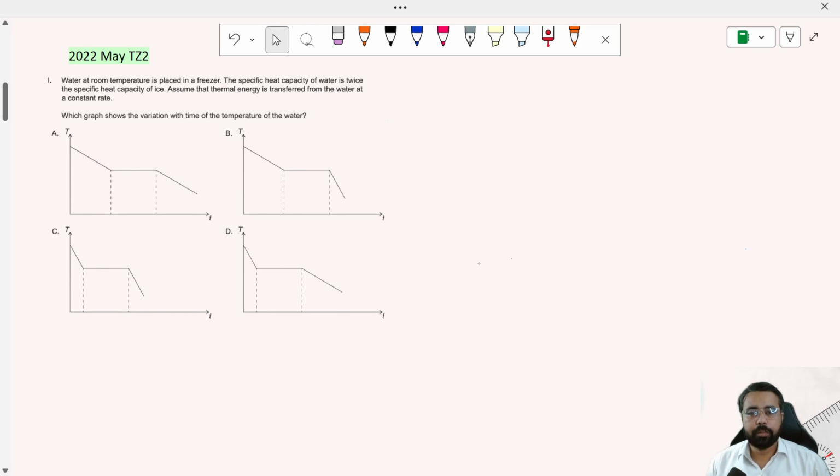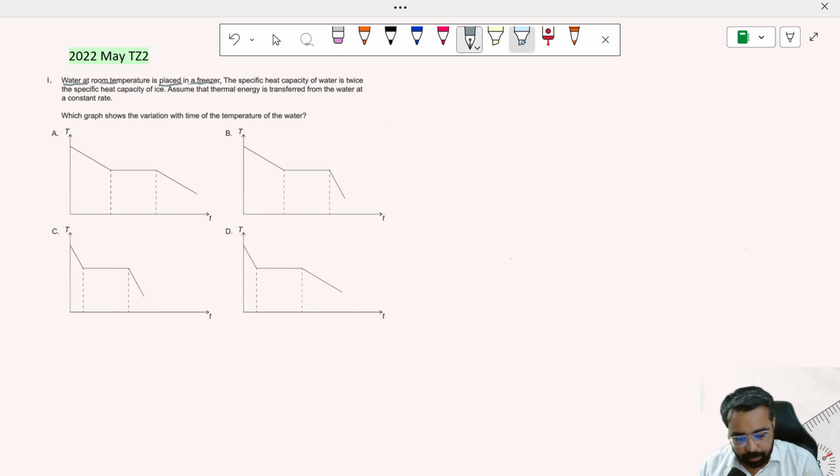In this question, we will try to identify the correct temperature-time graph in which we are told that water at room temperature is placed in a freezer. So what will happen when you keep the water in the freezer? The temperature of the water will drop because the heat of the water will be thrown out into the surroundings.